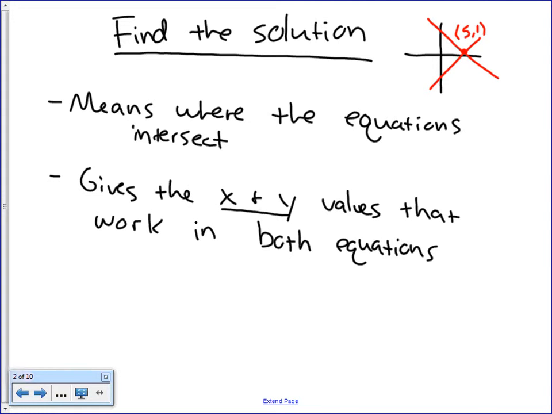So it also gives you the x and y values that work in both equations. There's plenty of different coordinates that would work for either one of them, but most of the time there's only one point that will work for both equations. We'll get into special systems where there are lots of them or none of them, but just for today there's going to be one coordinate that works, where only that one point works for both of the equations, and it's where those graphs intersect.